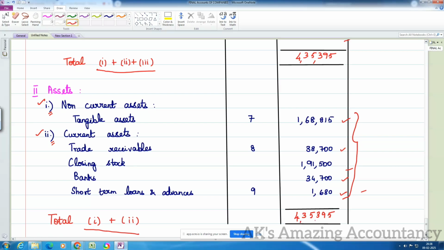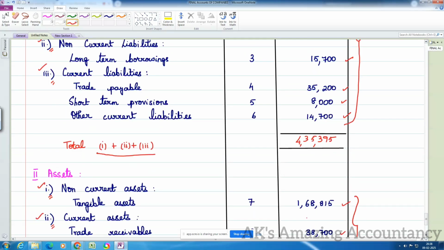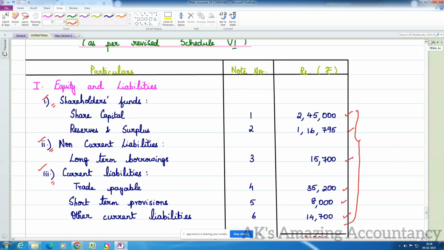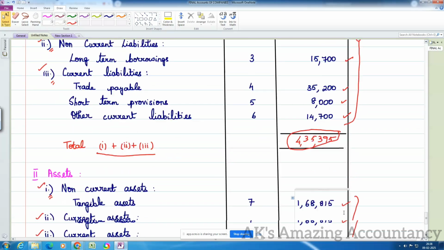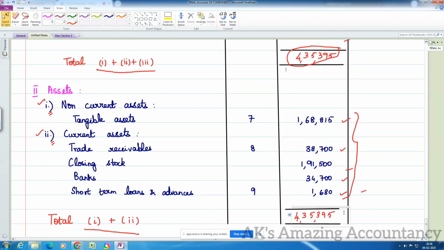As I told you already, your answer will be regarded as correct only when the total of assets is just the same as the total of equity and liabilities. So what is the total we got for equity and liabilities? It is 4,35,395. And what is the total we are getting for assets? The total of assets is also 4,35,395. So we are having the same total, and so our answer is right.